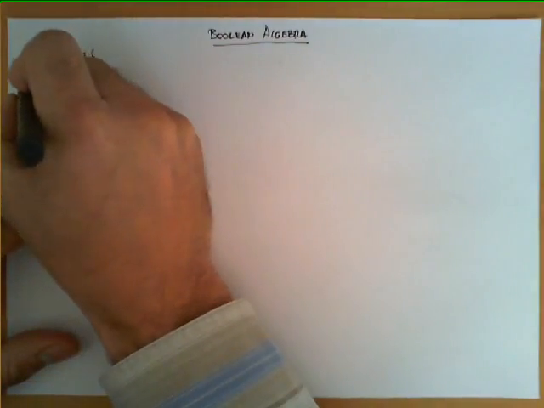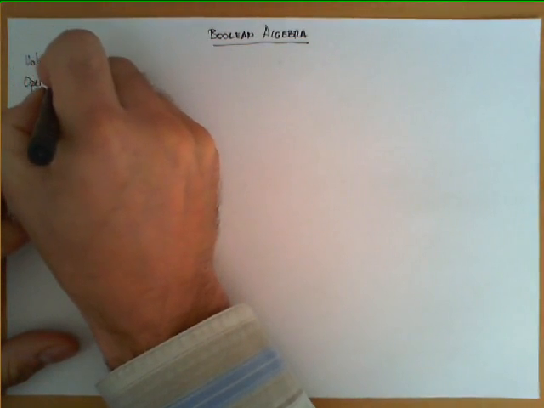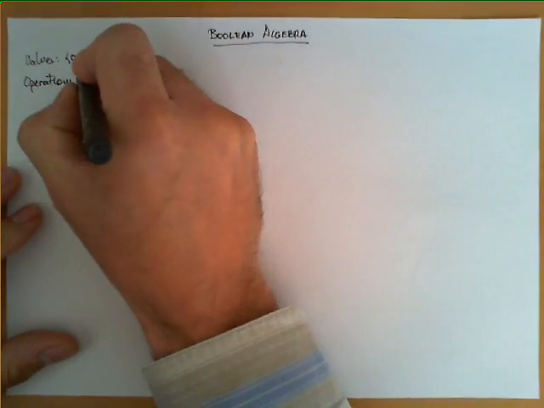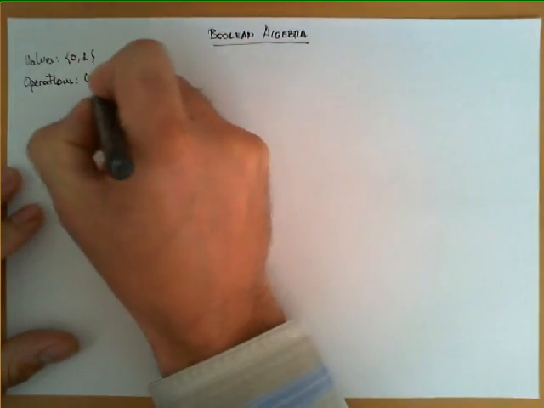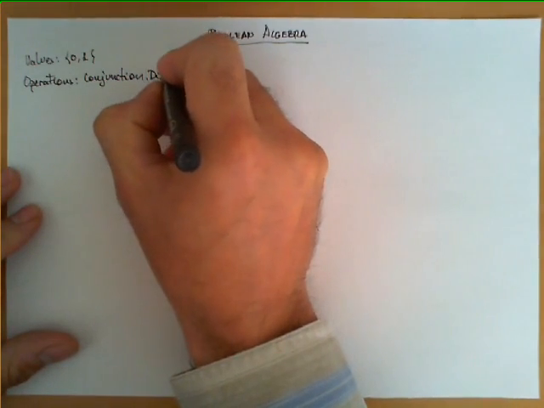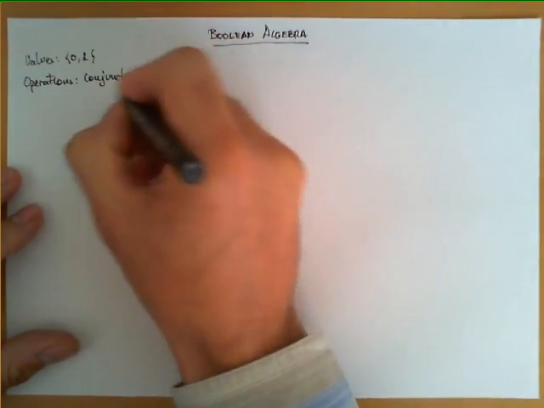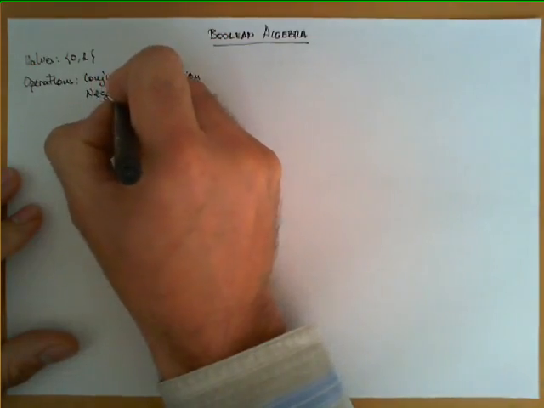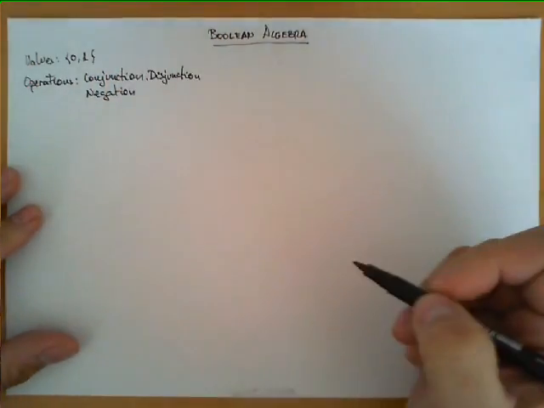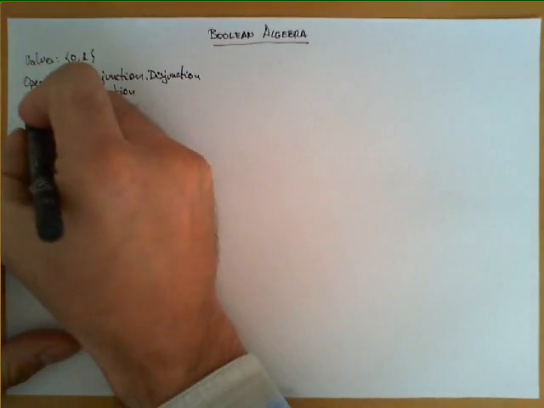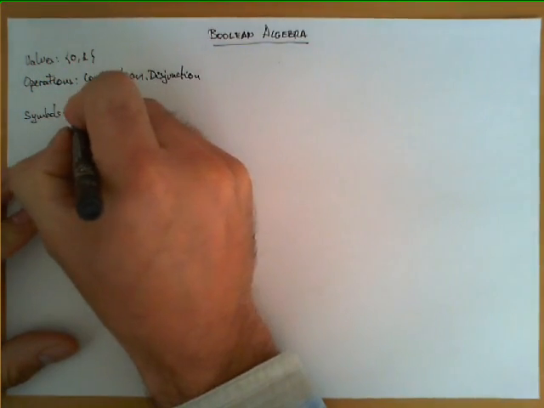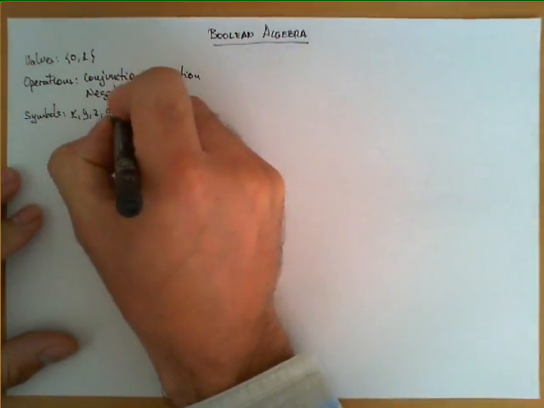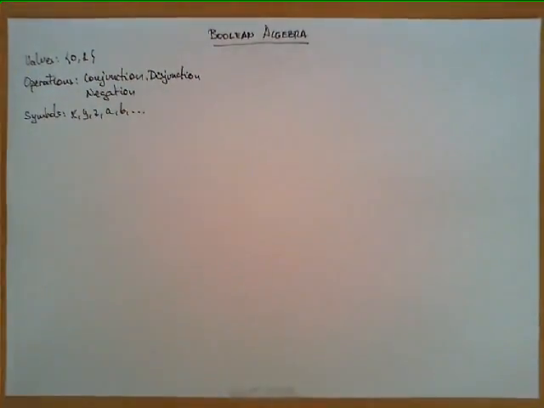The second ingredient is the operations, and we're going to see three basic ones, which are conjunction, disjunction, and negation. And also, when manipulating expressions in this Boolean algebra, we're going to be using a set of symbols, which are basically letters, could be X, Y, Z, A, B, and so on and so forth. So let's first elaborate on the rules of these basic operations.